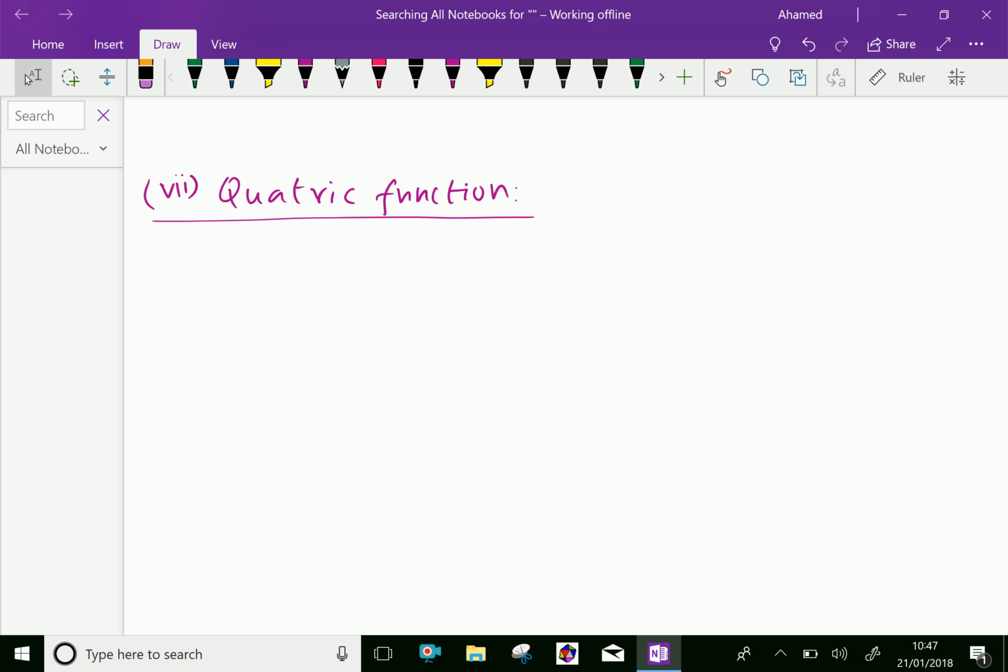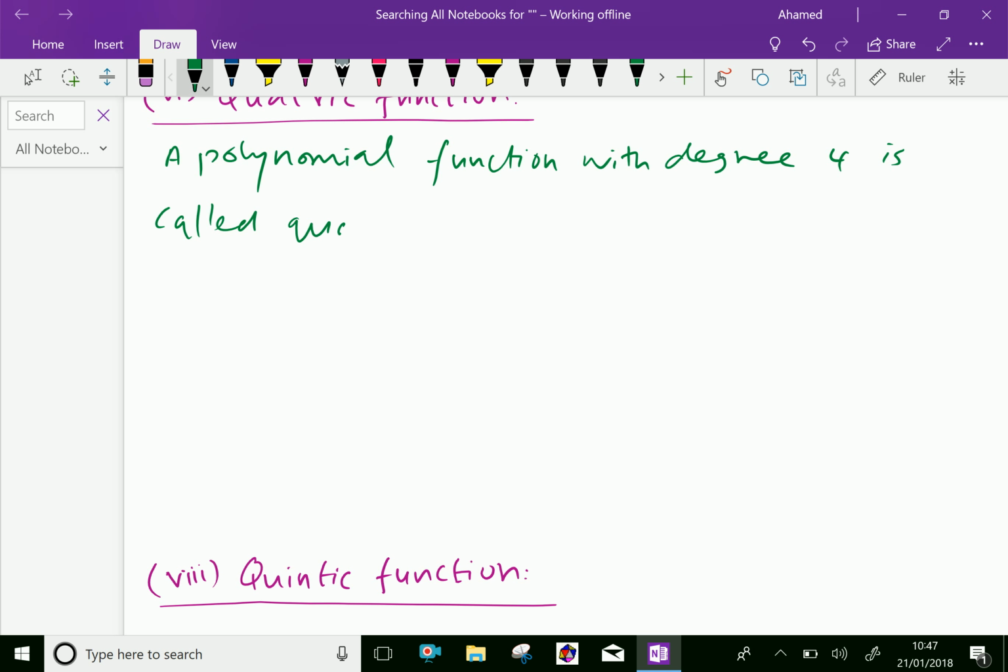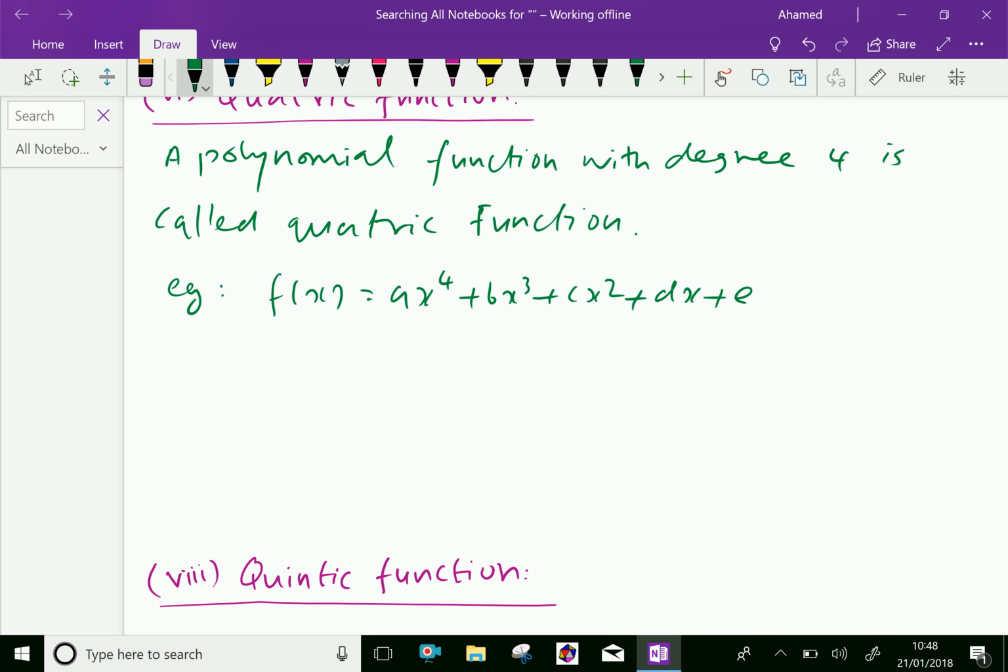Next one, quartic function. A polynomial function with degree 4 is called quartic function. Example, f of x equal ax power 4 plus bx cube plus cx square plus dx plus e. Here, the variable x has the degree 4.